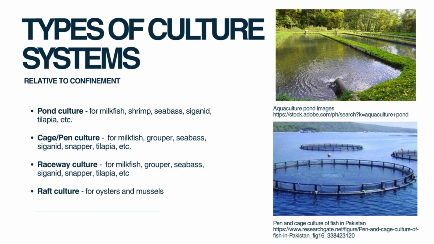Now, for the third, we have the raceway culture. Raceway systems are flow-through systems where water continuously flows through culture units. This allows high oxygen availability and waste removal, making it ideal for intensive production and fast growing species. In the next slide, I will be showing a picture of what a raceway culture looks like.